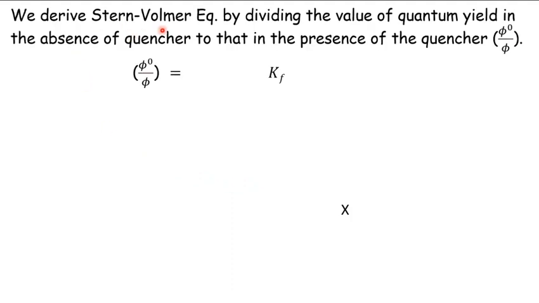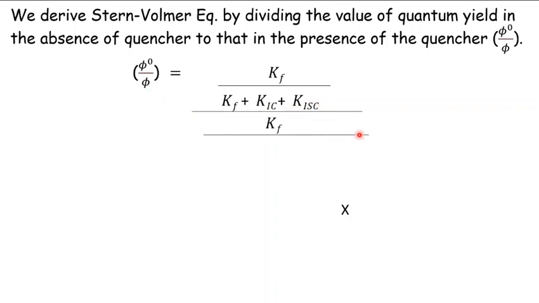We derive the Stern-Volmer equation by dividing the value of quantum yield. As I said earlier, we will divide the quantum yield in the absence of the quencher by that in the presence of the quencher. Since we have found both values, we will simply place them in the equation. First, in the absence of quencher, it will be Kf divided by Kf plus Kic plus Kisc. No quencher here. In this case, we have to include quencher. It will be Kf divided by Kf plus Kic plus Kisc plus KQ[Q]. So here we include the quencher.